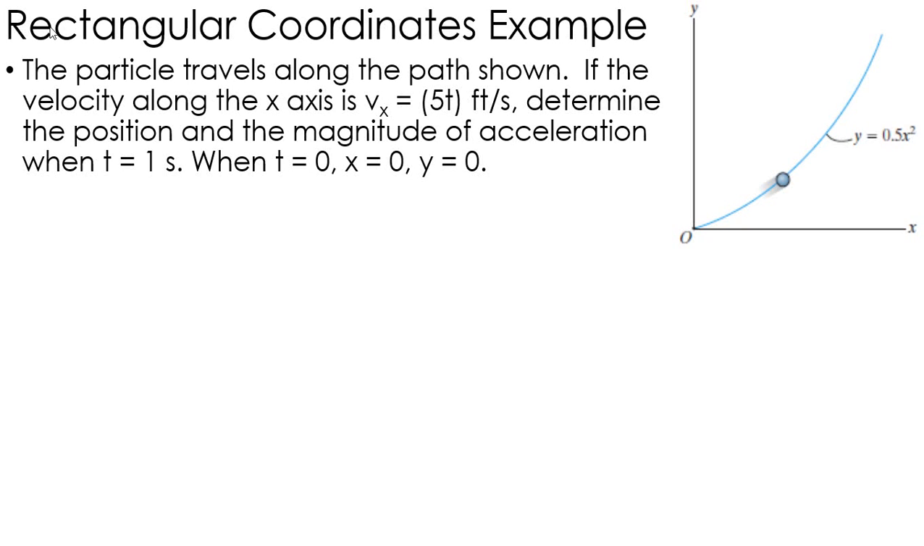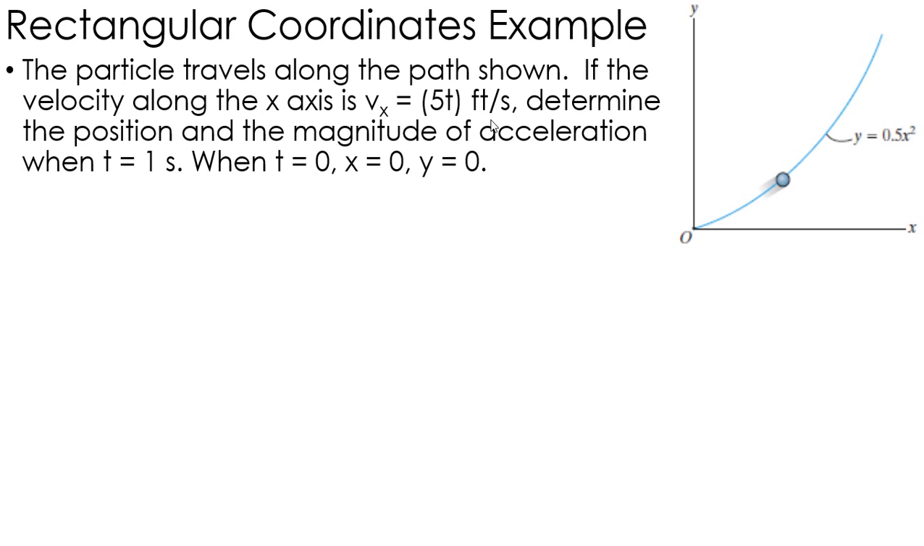All right, in this problem, we have a particle that's going along this path defined by y equals 0.5 x squared. We also know that its velocity in the x direction is defined by 5 times t, where t is time in seconds. What we want to do is figure out the position and magnitude of the acceleration when t equals 1 second.